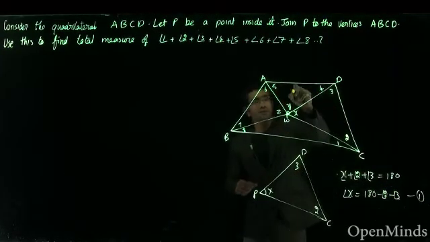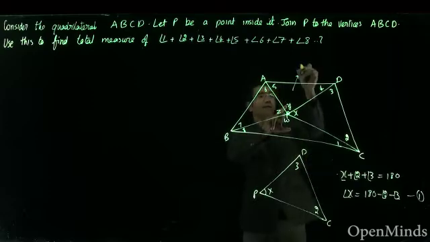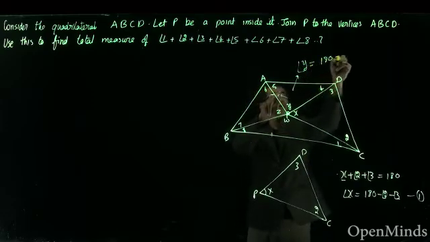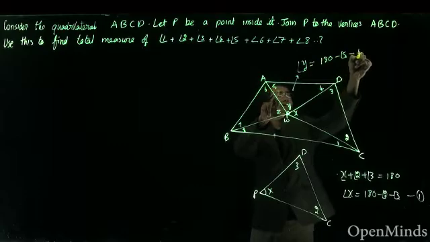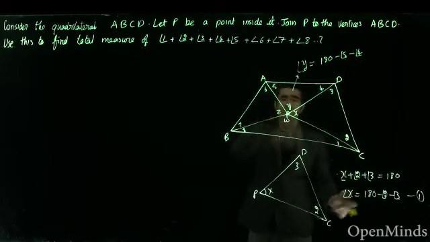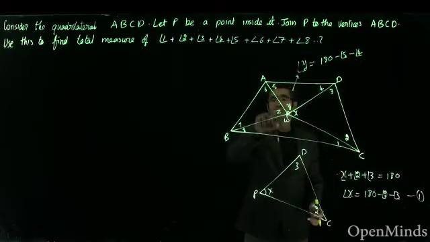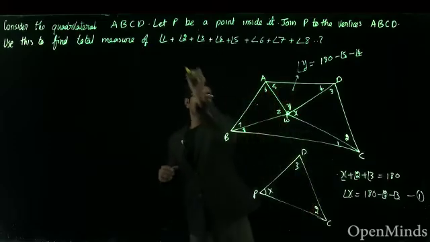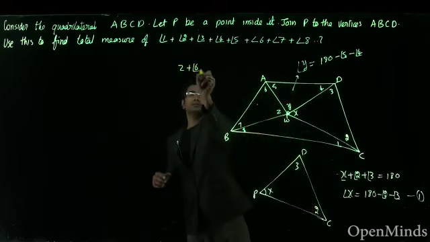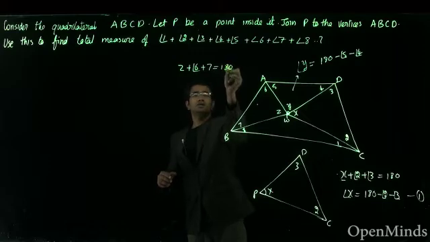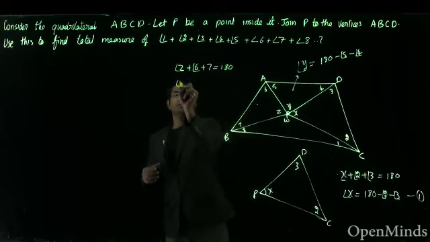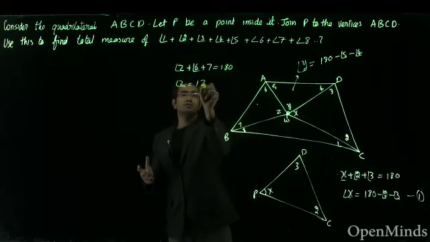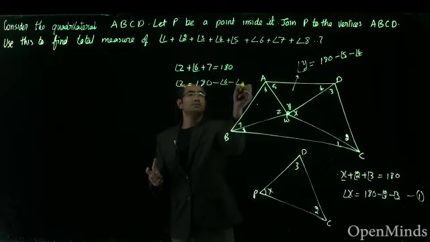Can I do it with this one also? I can write the angle y as nothing but 180 degrees minus angle 5 minus angle 4, by the same logic. So what about this one? I can write z plus 6 plus 7 is 180. So if I have to find the value of angle z, I can write these two on the side, that is 180 minus angle 6 minus angle 7.